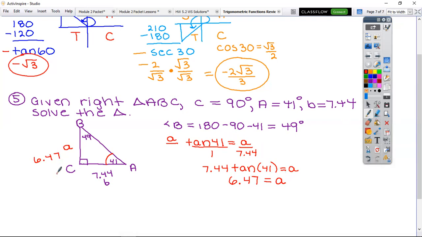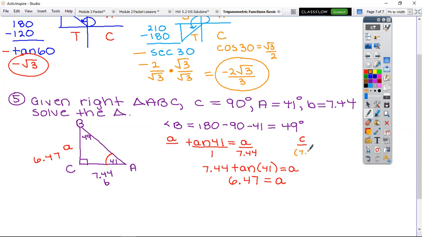You can do another trig function if you'd like, or what else could you do? Pythagorean theorem. Yeah, it doesn't matter. If you're not confident your answer is correct, don't use it and do another trig function. But if you are, you can certainly do Pythagorean theorem. So my last one here is to find little c. And to find little c, we'll just do Pythagorean theorem quick.